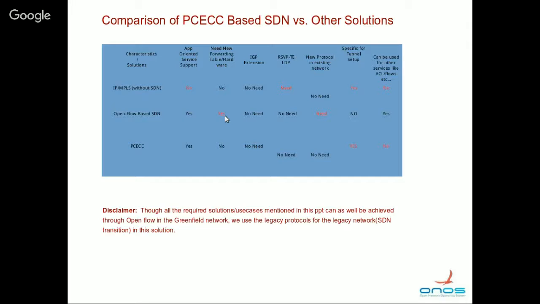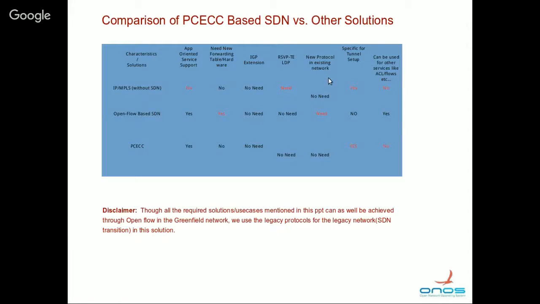So anyway, it has to be taken care of at the hardware level. So operators need to change the hardware. Okay, but with PCECC, you can go with the existing hardware and the same protocol. So again, the signaling protocols are needed without SDN, but in the other two cases, OpenFlow and PCECC, it is not required.